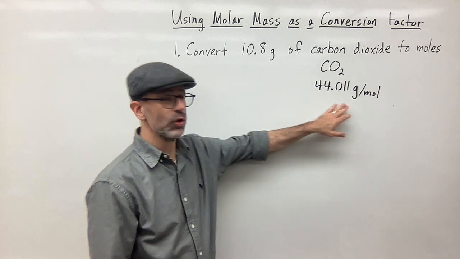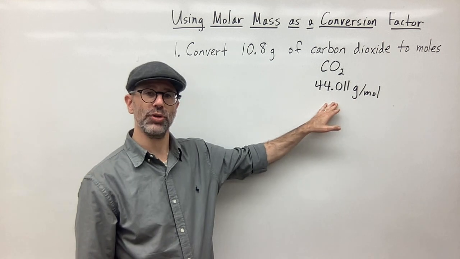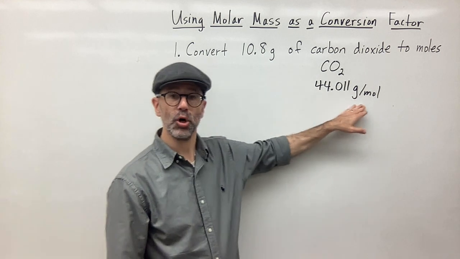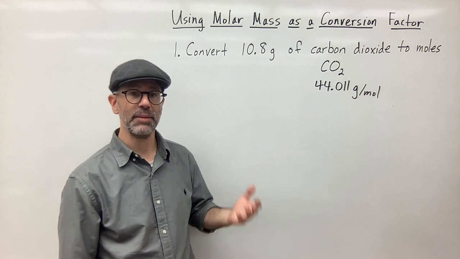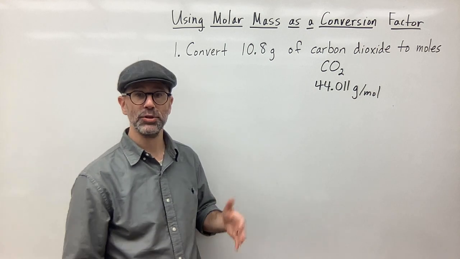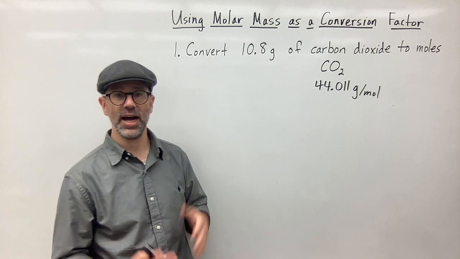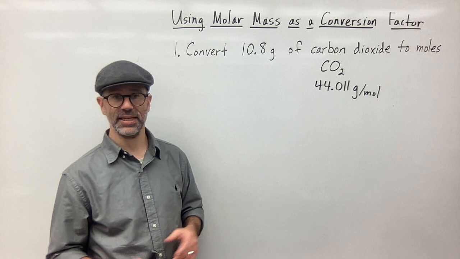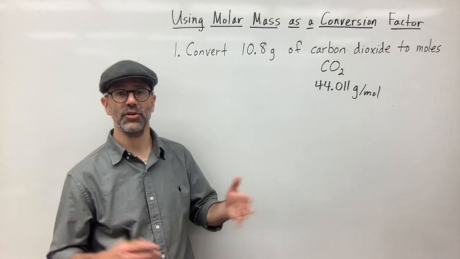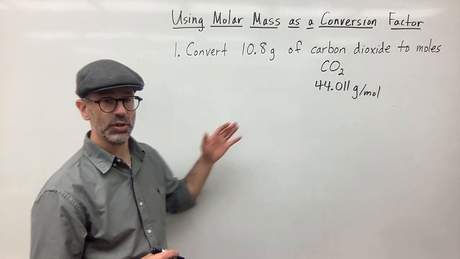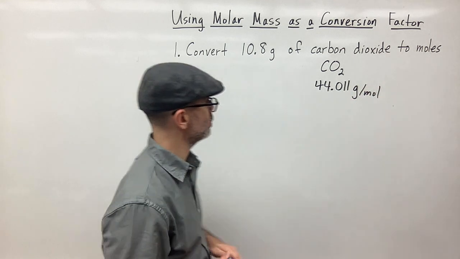One of the things I always point out is that if you ever have a relationship between two units, or a unit per unit, like grams per mole, you can use that as a conversion factor. Same thing with density. Density is grams per milliliter or grams per centimeter cubed, so you can use density as a conversion factor to convert between mass and volume. But in this case, we are interested in converting from grams to moles, so we're going to use the molar mass.